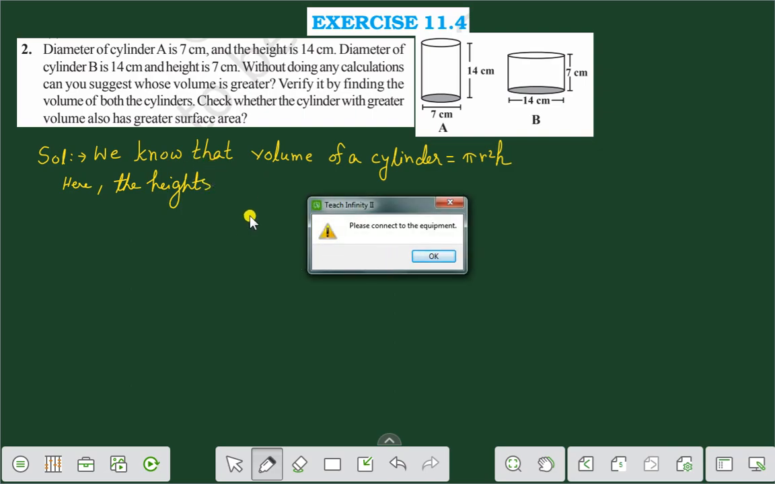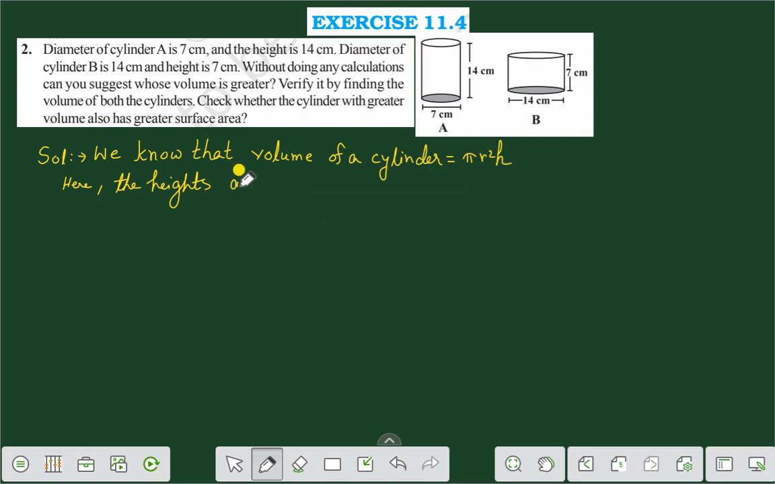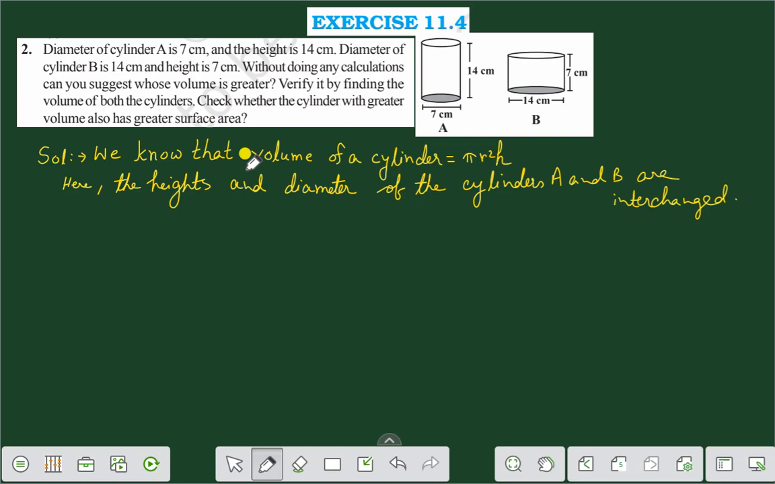the heights and diameters of the cylinders A and B are interchanged. And you know that the volume of a cylinder is pi r square into h.